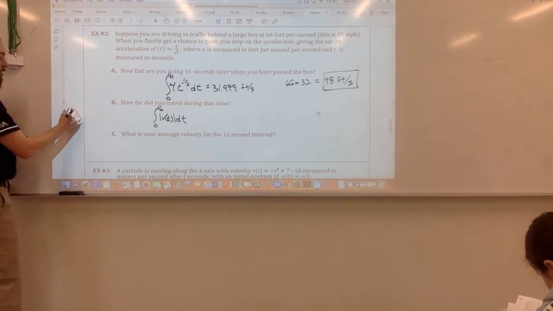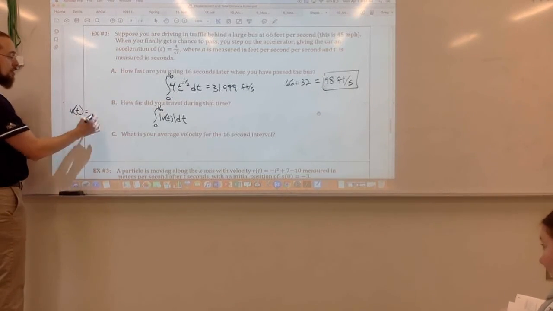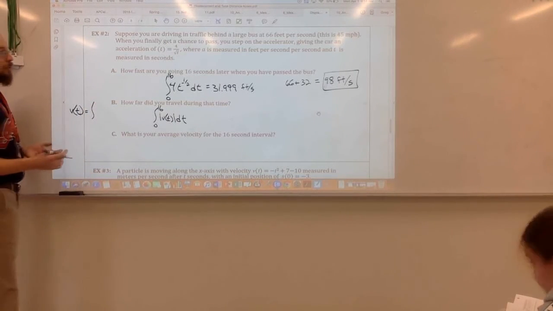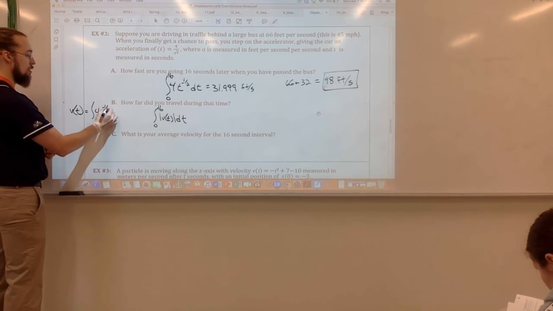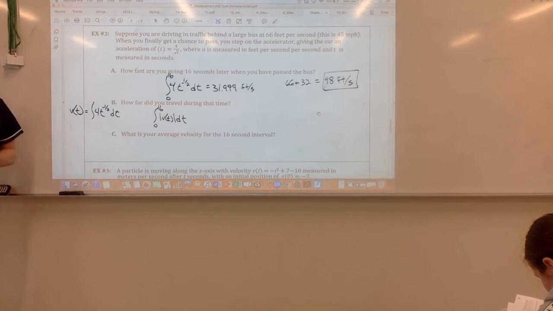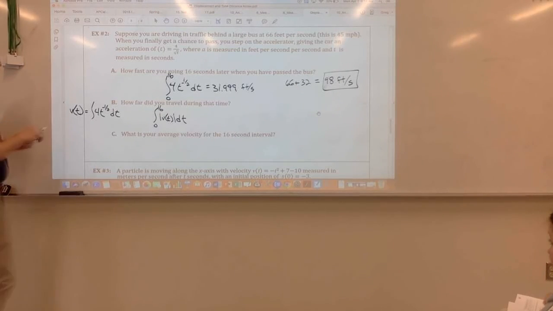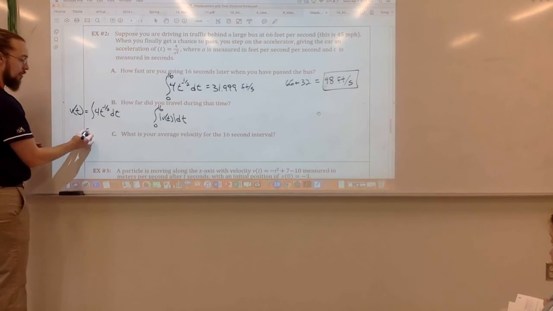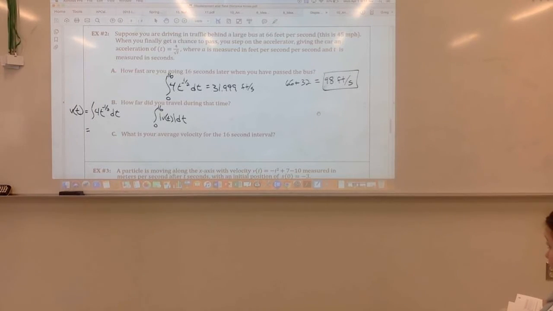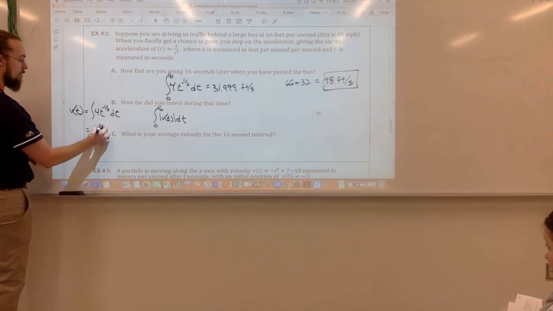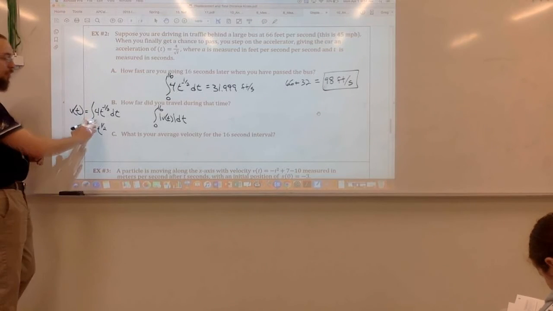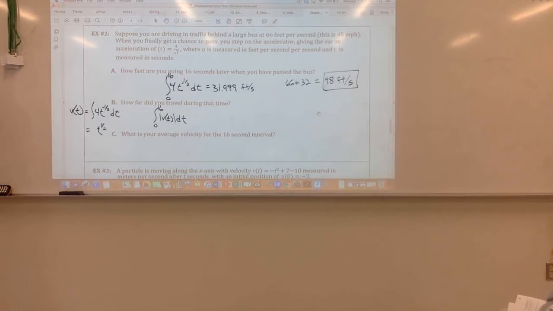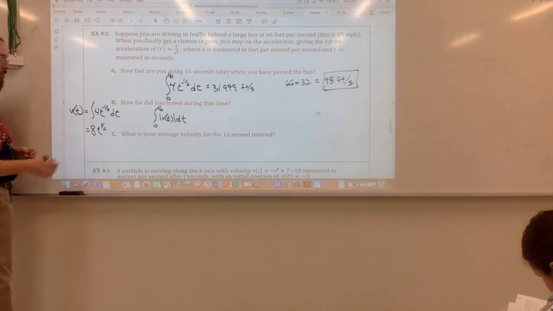First, I'll come over here and say that velocity is going to be the integral of this, of 4t to the negative 1/2 dt. So how would I take the antiderivative of this? Plus 1, so I'd have t to the positive 1/2. Old coefficient over new exponent, so 4 divided by 1/2 would be 8.